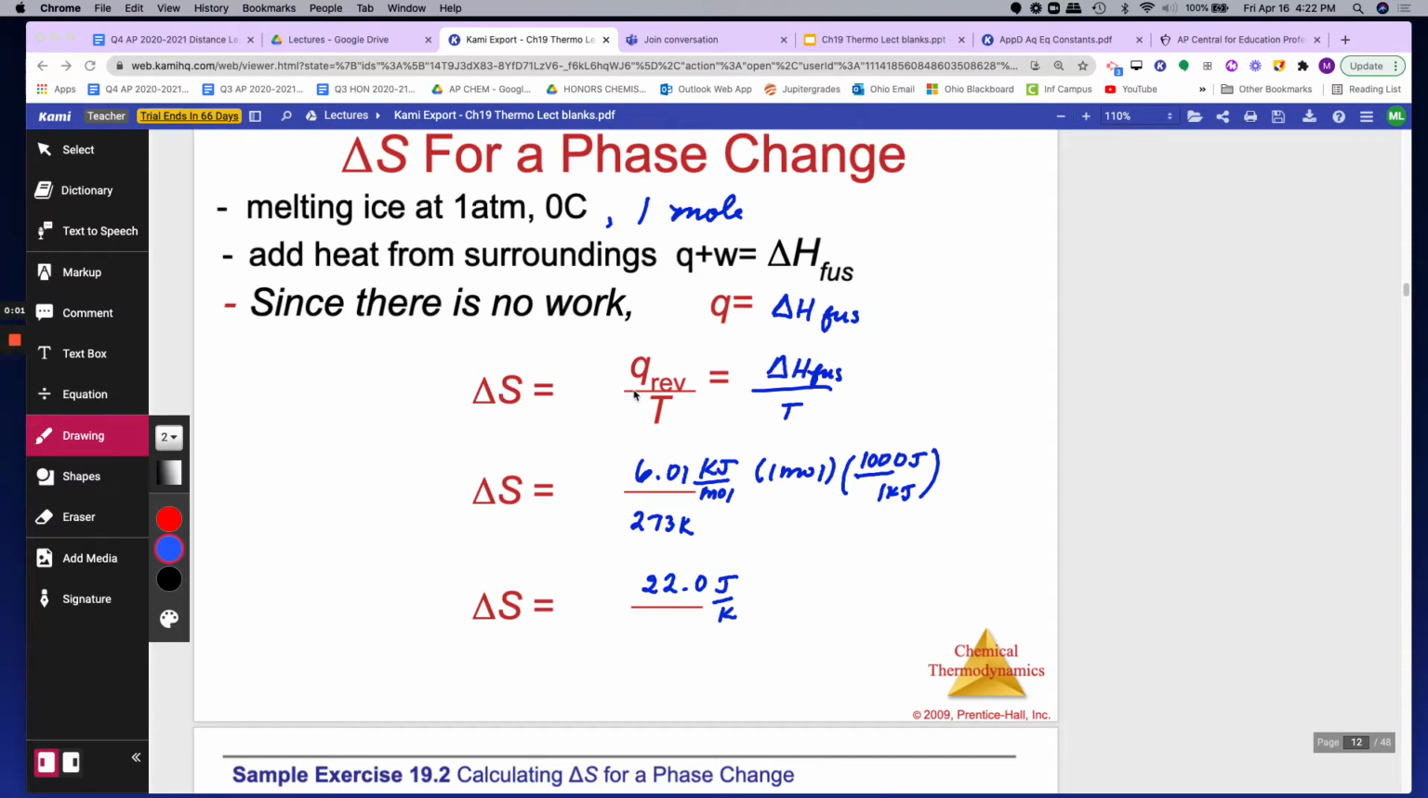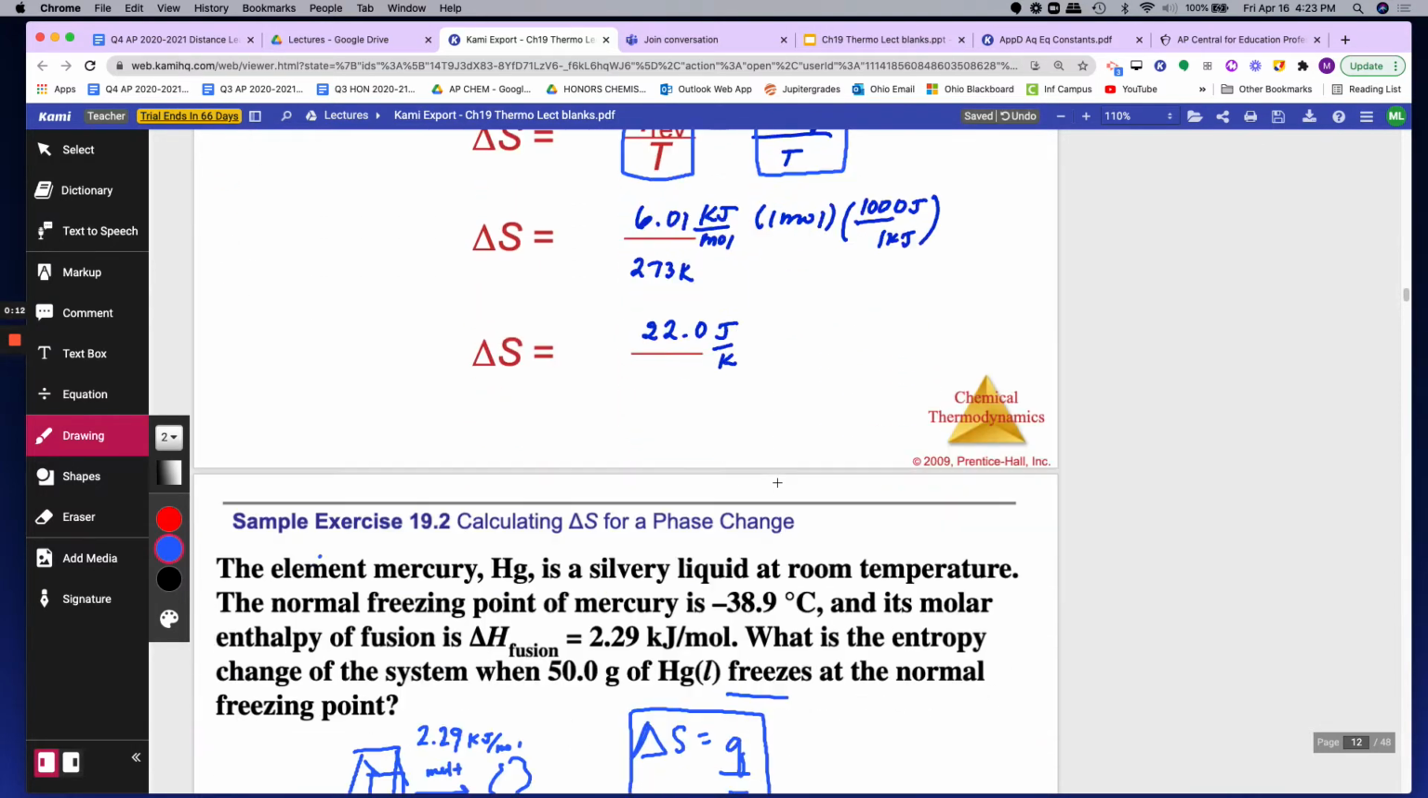So here we've got the formula for delta S, which is Q over T, which is the same as delta H over T, okay, because Q equals delta H. So let me show you how to use this.